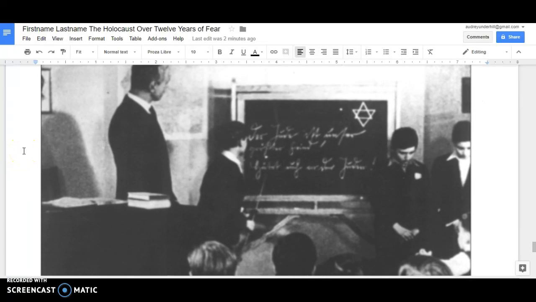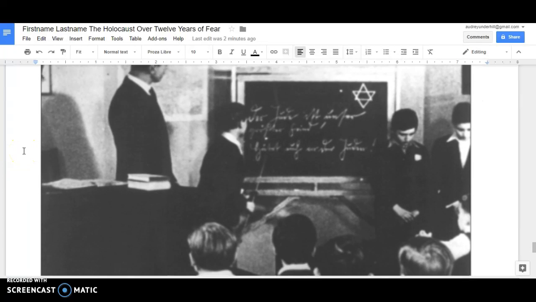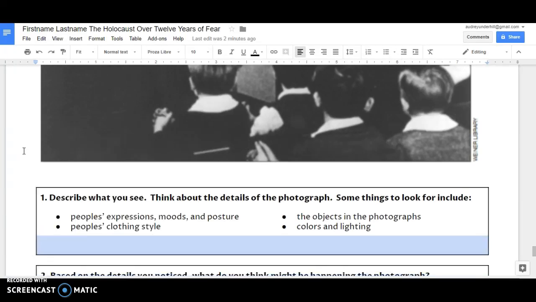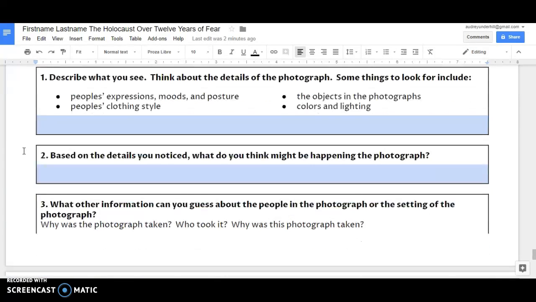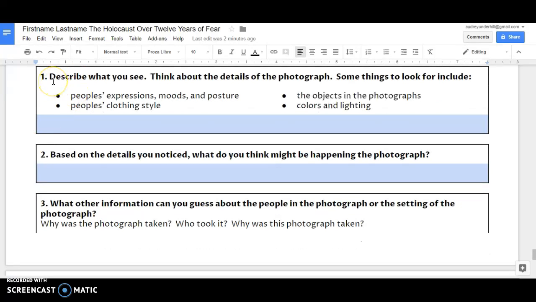So, take a look at this photograph. And after looking at this photograph, answer the four questions that follow. The first question is, describe what you see. Think about the details of the photograph. Some things to look for include people's expressions, moods, and posture, people's clothing style, the objects in the photographs, colors, and lighting.